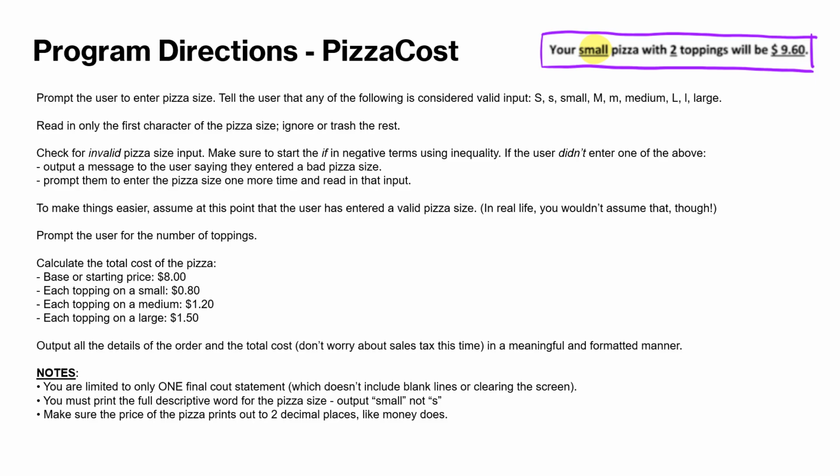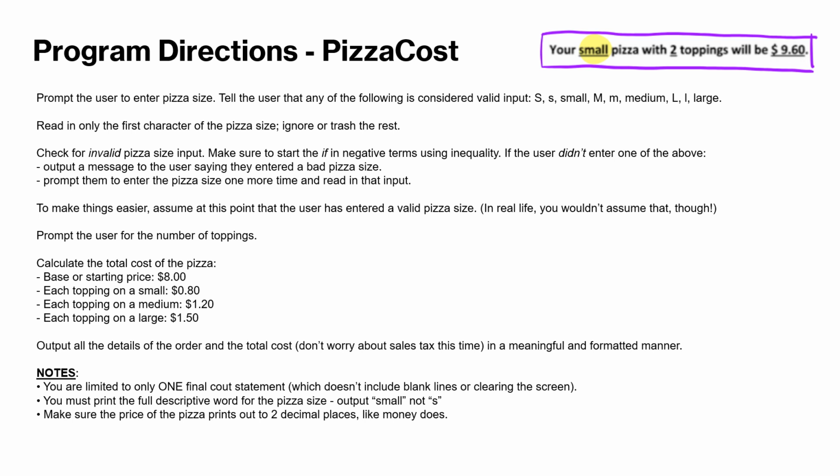You're going to prompt the user for the number of toppings and calculate the total cost of the pizza using the base price and all of the topping prices. Then you're going to output the details of the order and the total cost, don't worry about sales tax this time, in a meaningful and formatted manner. You are limited to only one final cout statement. That doesn't include blank lines, doesn't include clearing the screen, just one final cout statement with your words and your variables and anything else you need to put in there.